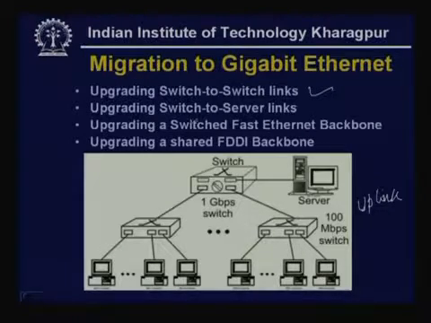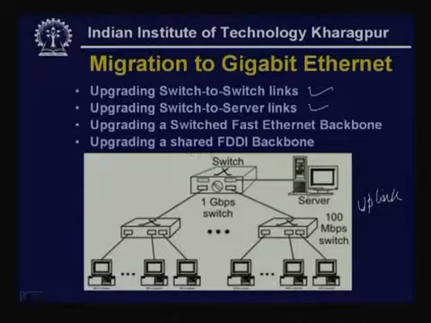Then upgrading switch to server links. Say a server which can transmit at a high rate, you can have a gigabit Ethernet network interface card and then link it to a gigabit port of the switch, and this is where gigabit Ethernet can be used. And upgrading the switched fast Ethernet backbone. Suppose this switch was earlier a fast Ethernet switch, it can be replaced by a gigabit Ethernet switch which will form a backbone network.